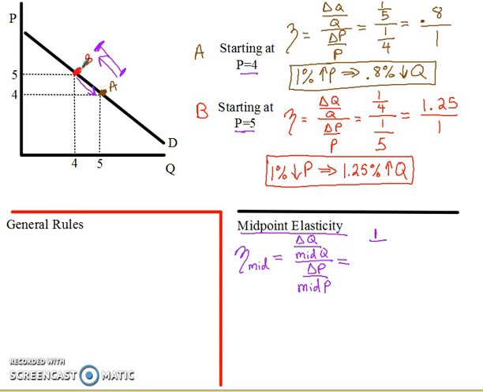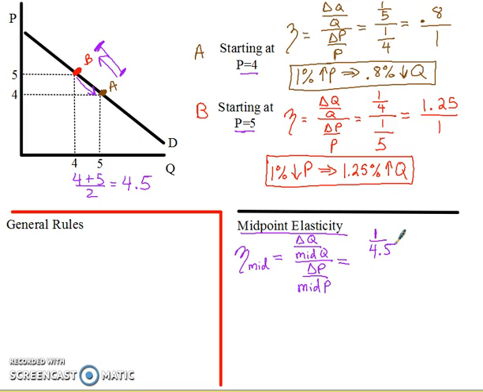The midpoint quantity between these 2 points is the midpoint between 4 and 5. Don't let this be confusing. It's the same thing as doing the average. So to find this midpoint, you would take the average of these 2 numbers: 4 plus 5 divided by 2 gives you a midpoint or average of 4.5. So the midpoint quantity is 4.5.